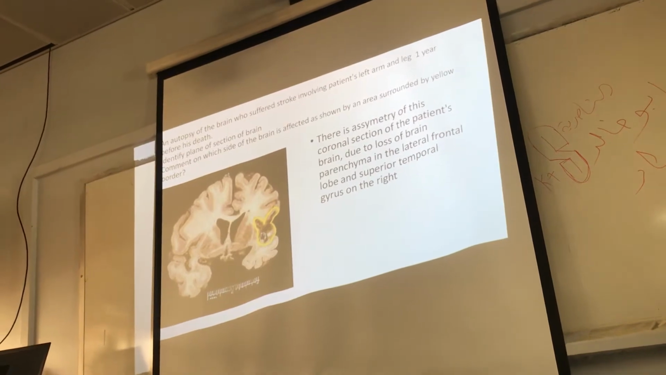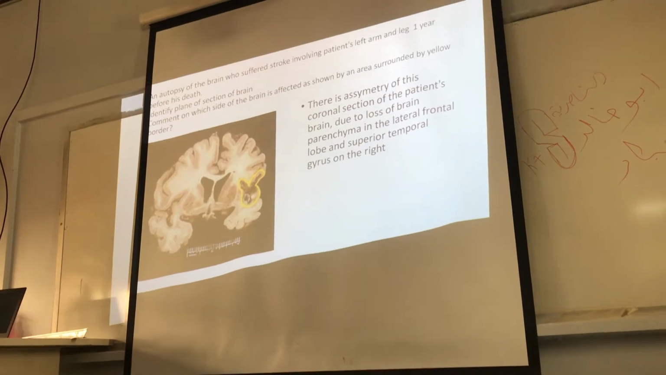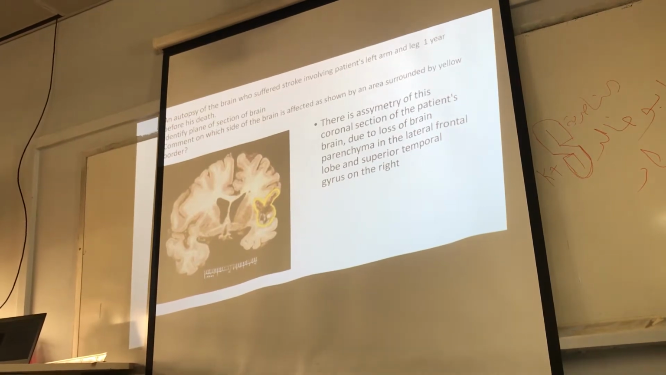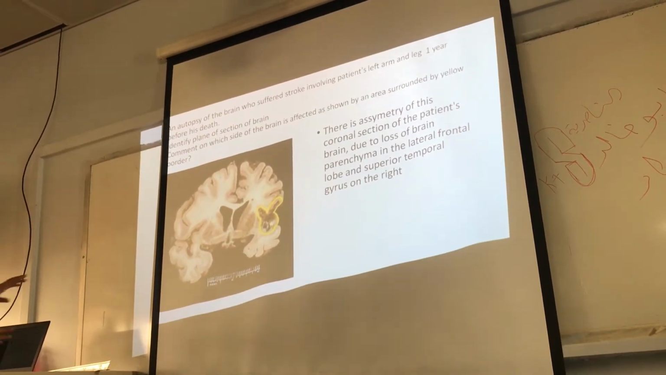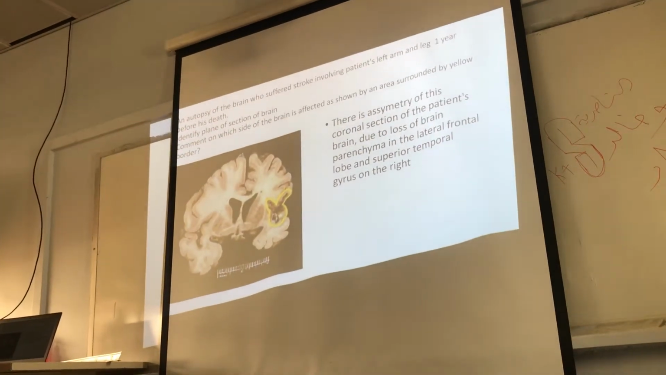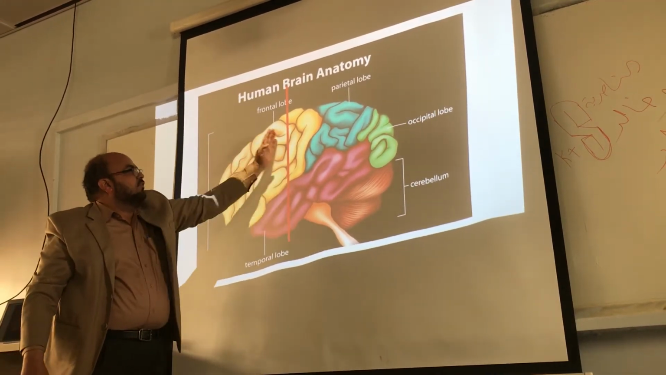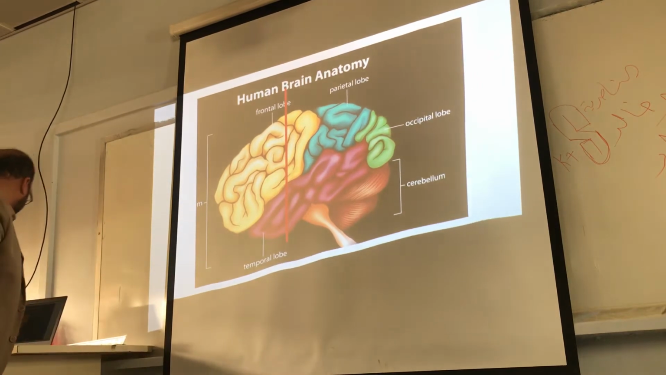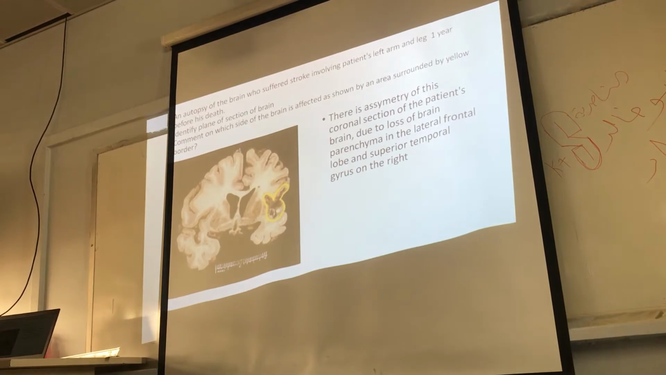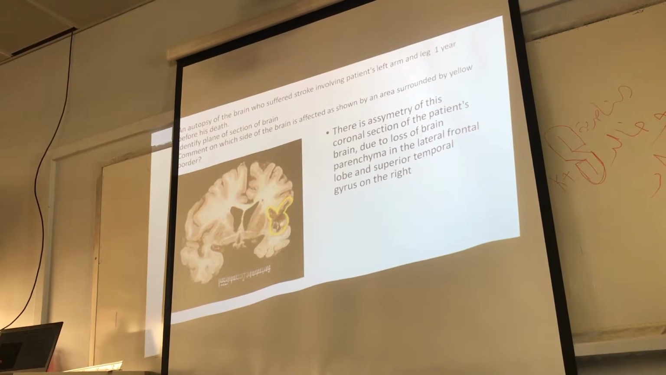Right side of the brain. What more is there? Where are you finding this? Below is the temporal lobe, the superior temporal gyrus on the right. This is the lateral frontal lobe. If you are taking a section here, this is the frontal lobe, and below will be the temporal lobe. Doctor, the region on the left is the left hemisphere.